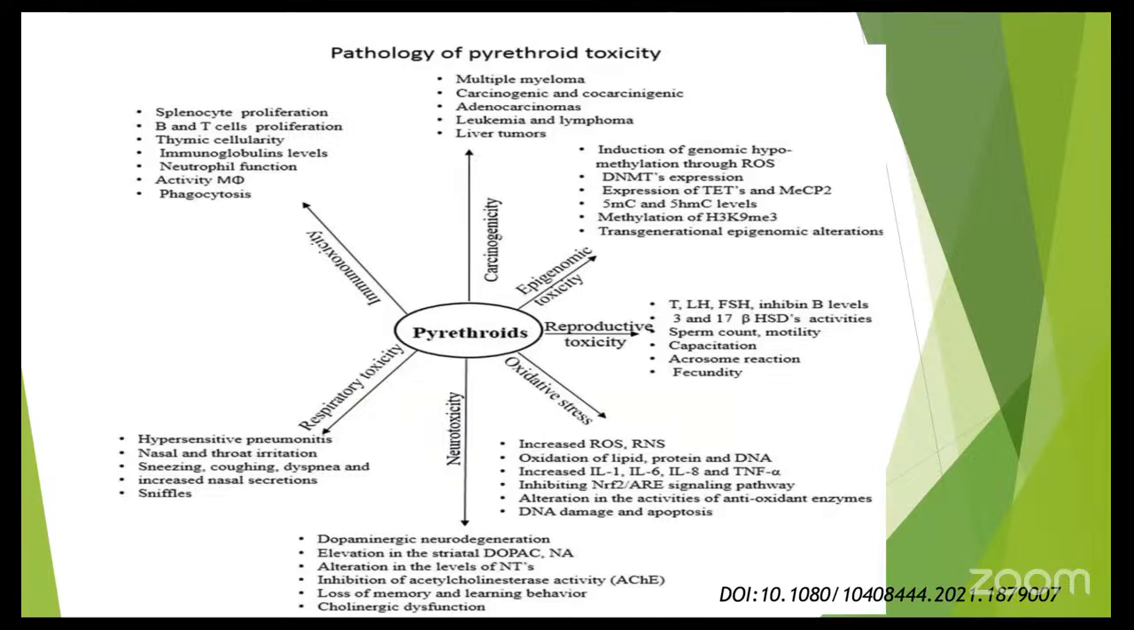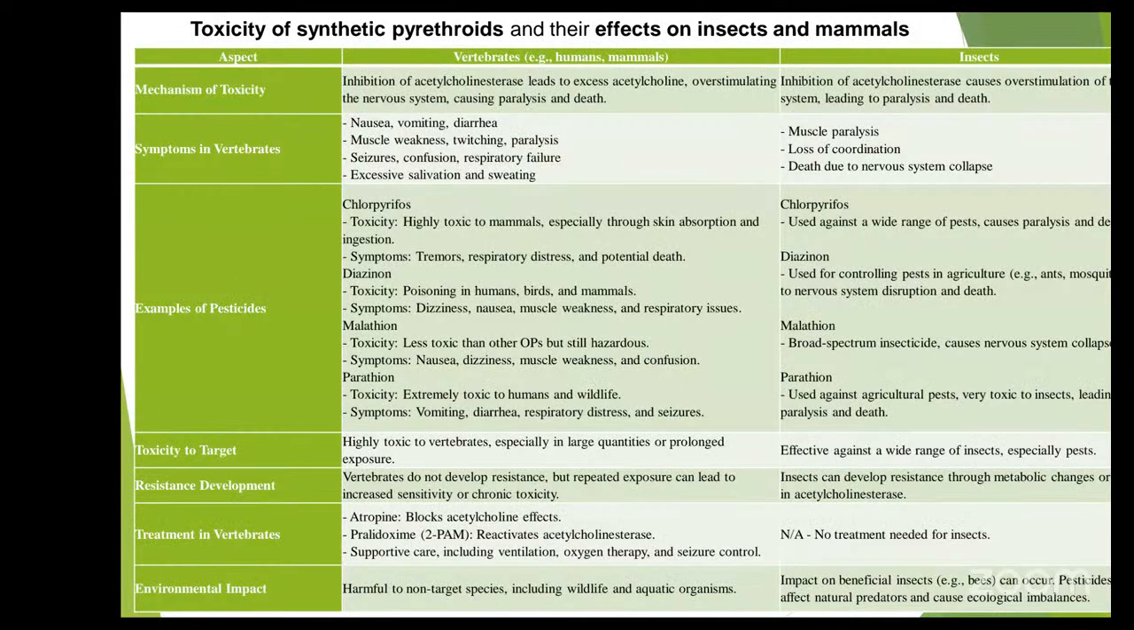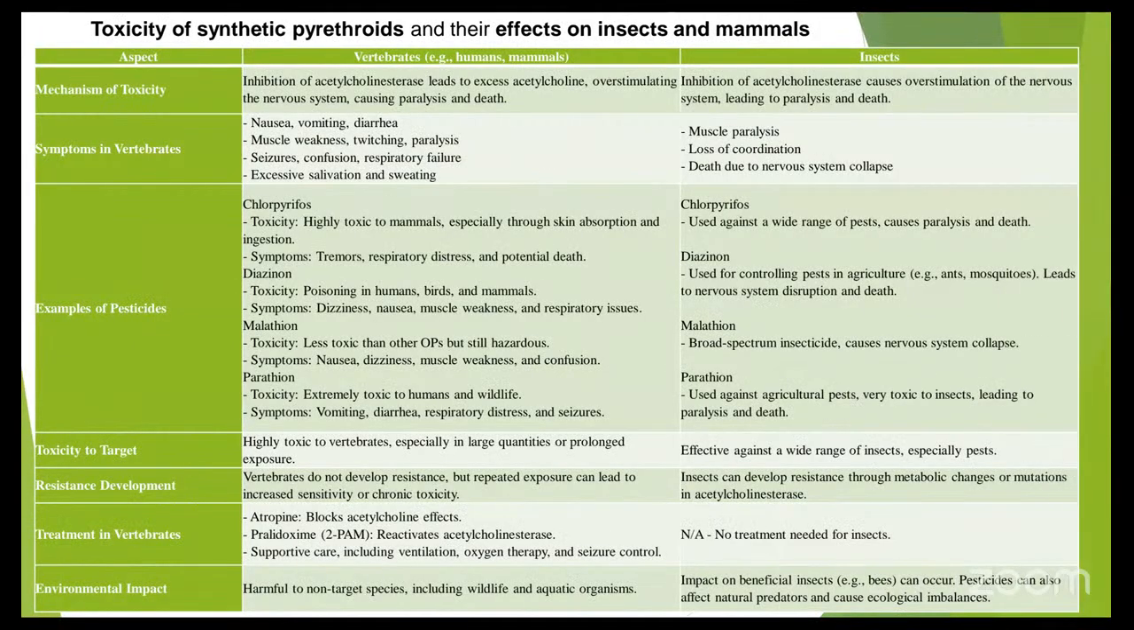So most pyrethroids have 1 to 3 chiral centers, which may be located at C1 and C3 of the cyclopropane ring. And the pathology of pyrethroid toxicity is that it's involved in immunotoxicity, carcinogenicity, epigenomic toxicity, reproductive toxicity, oxidative stress, neurotoxicity, and respiratory toxicity. How it is affecting each and every one of these is clearly mentioned here. And toxicity of synthetic pyrethroids and their effects on insects and mammals.